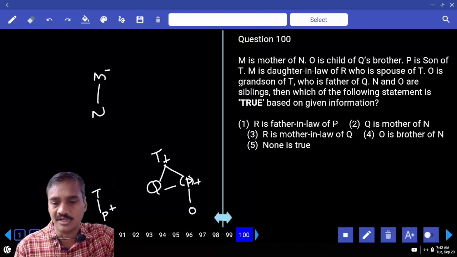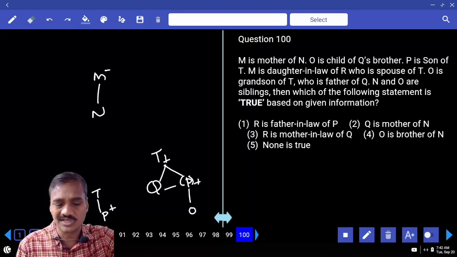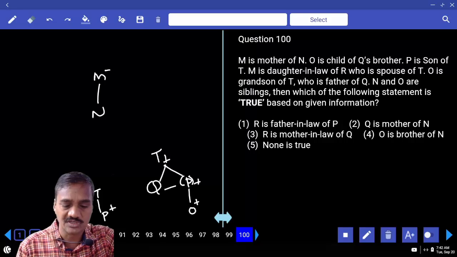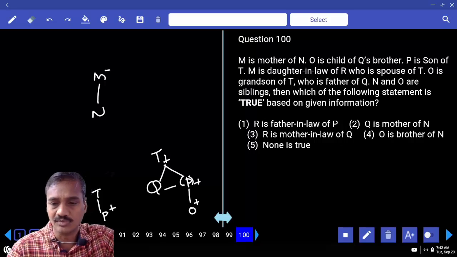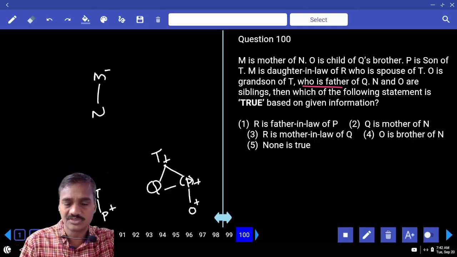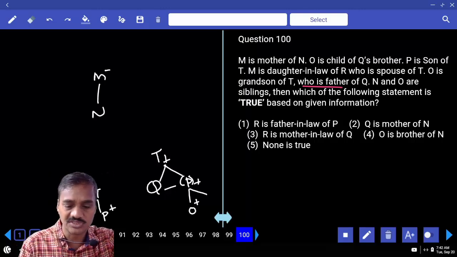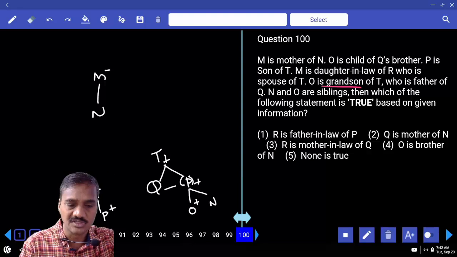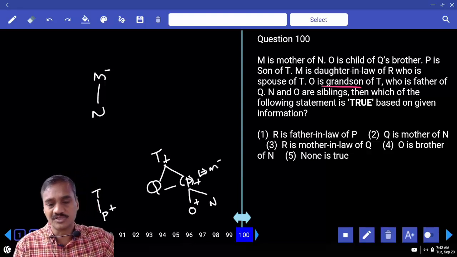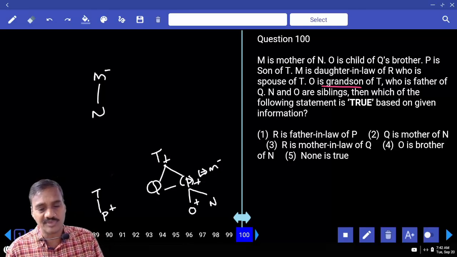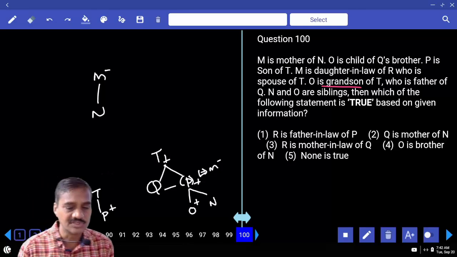Then O is the grandson of T. T and P, M and N, N and O. N and O are siblings to each other, N is here. If N is here, M is the mother and M must be at this place. Then which of the following is so? R is the father-in-law of P. అవుతుందా? And next one, what is the next one we have?